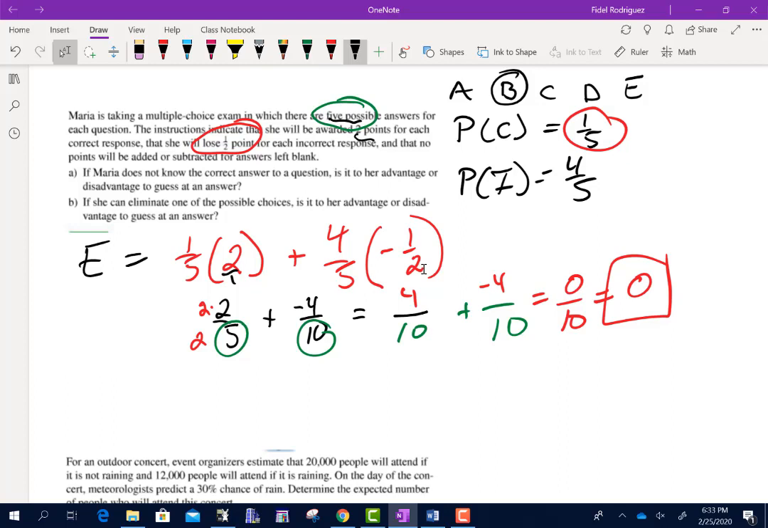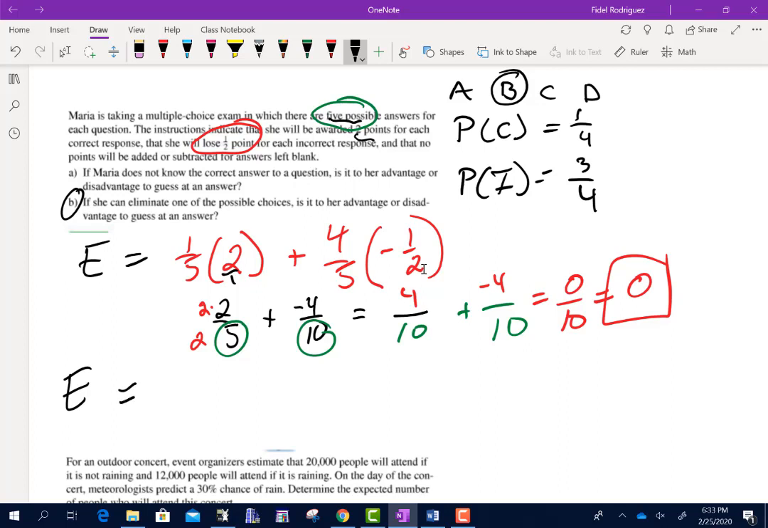Okay. So now there is a part B. Let's take a look at part B. It says if she can eliminate one of the possible choices, is it to her advantage or disadvantage to guess at an answer? Suppose she can get rid of one of the answers. Well, now the probability that she's going to guess correctly would be 1 out of 4, and incorrectly would be 3 out of 4.